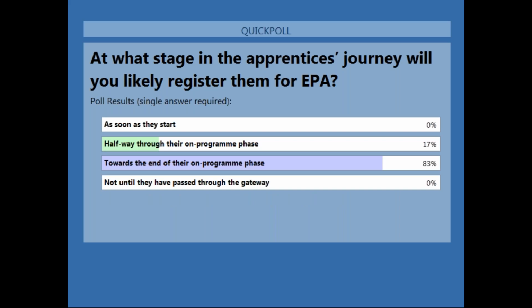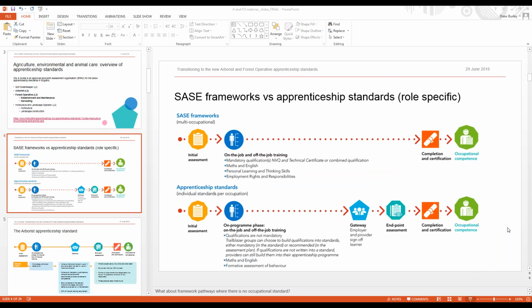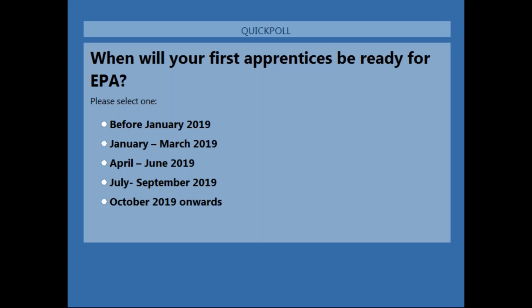We've also got one final poll question, and this last one is, when will your first apprentice be ready for endpoint assessment? And the options that you have are before January 2019, between January and March 2019, between April and June 2019, July to September 2019, and October 2019 onwards.